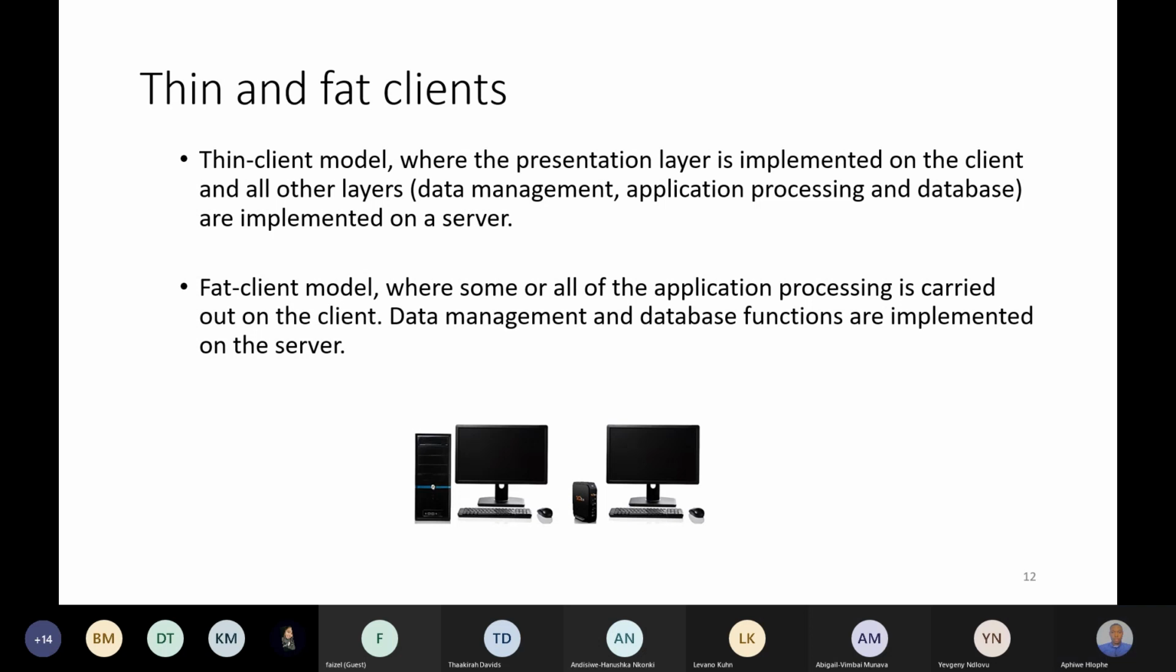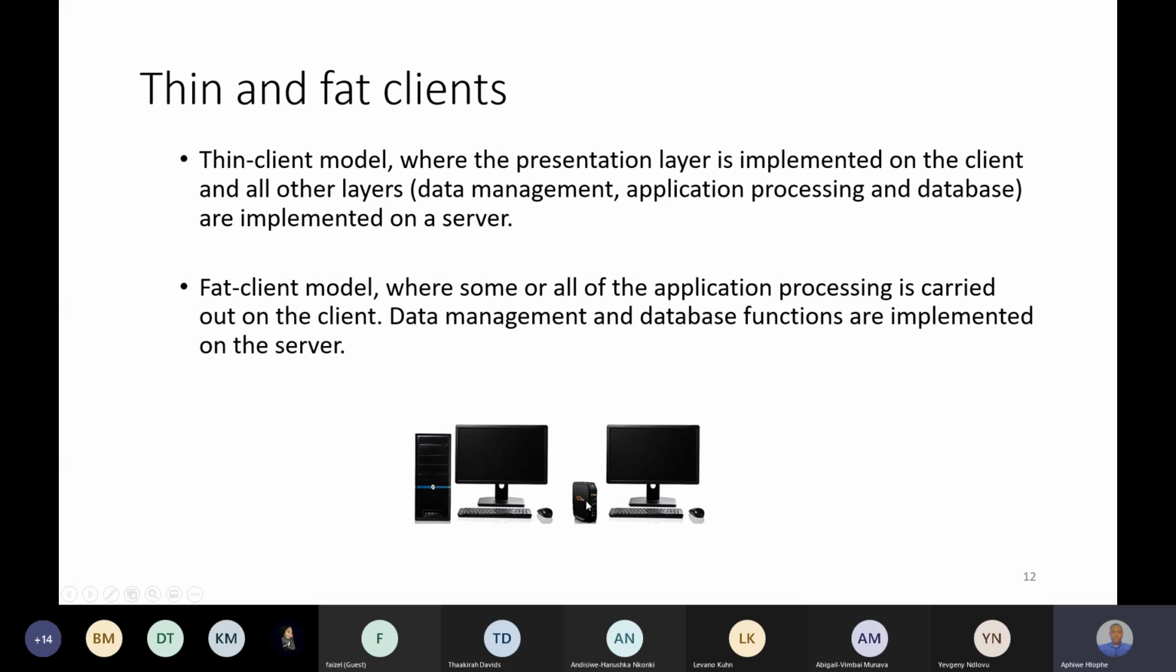And when we're talking about client-server architecture, there's no way we can leave out this comparison of thin clients versus fat clients. So what are thin clients? These are very old school, as you can see in the picture here on the right-hand side. In a thin client model, the presentation layer is implemented on the client, and all other layers, such as data management, application processing, and database, are implemented on the server.